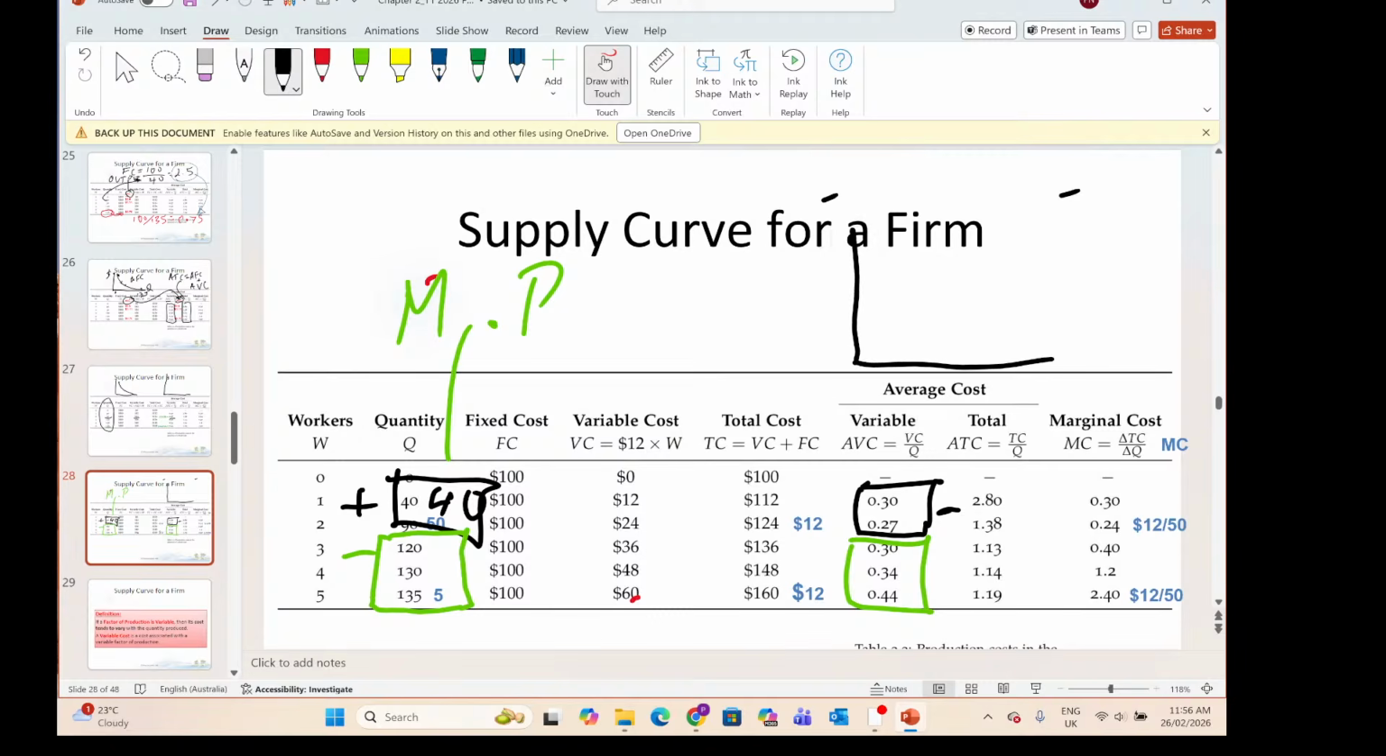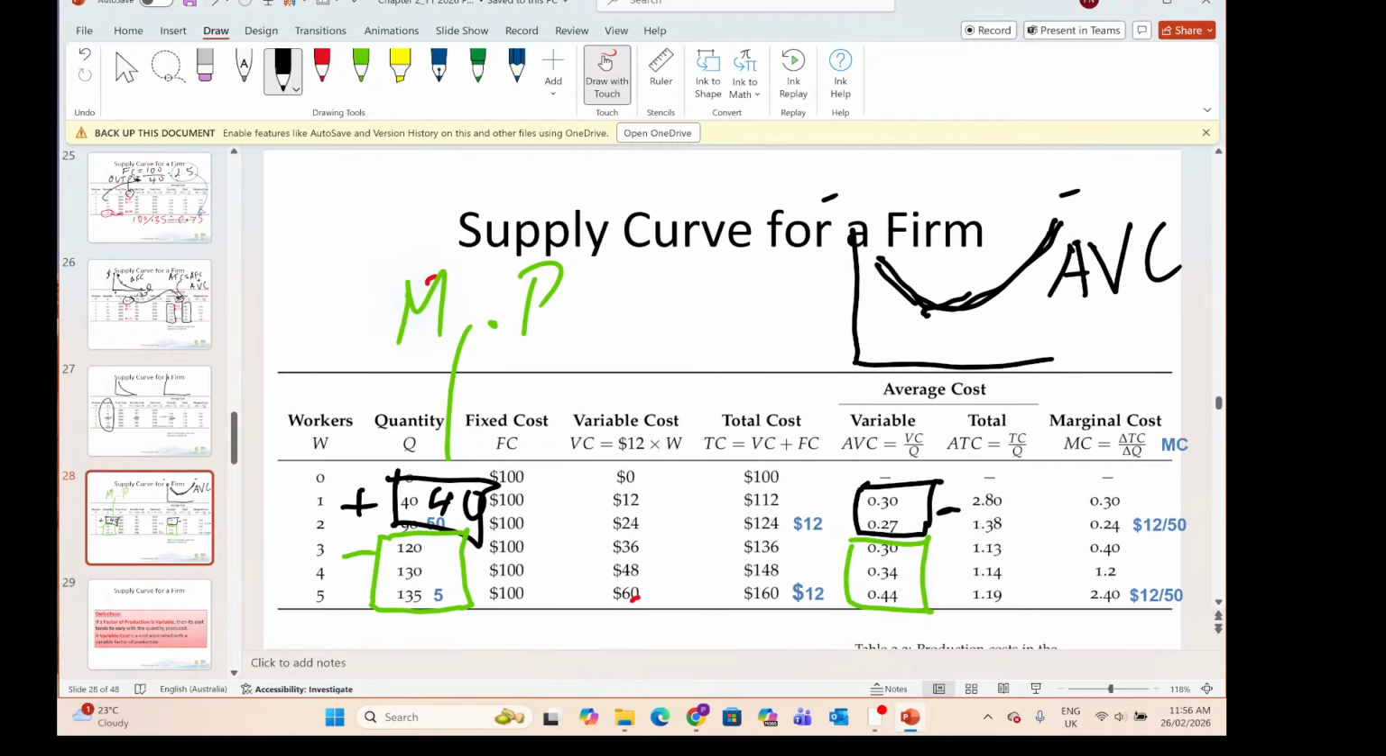Between worker 1 and worker 2, it falls. And then after worker 3, 4, 5, it starts to rise. So we have a curve that falls and then rises. That's our average variable cost.